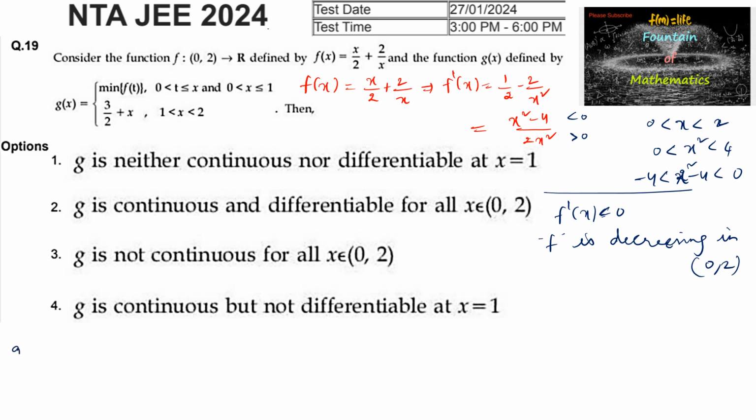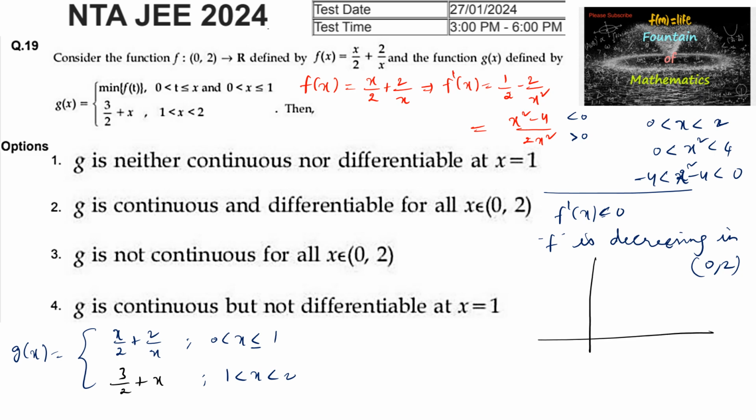And now for the g of x function we can write the minimum of the function f of t for x lying between 0 and 1. So we can consider x upon 2 plus 2 upon x for x lying between 0 and 1, and for 1 less than x less than 2 the function can be considered as 3 upon 2 plus x. And here the graph we can consider in 0 to 2.